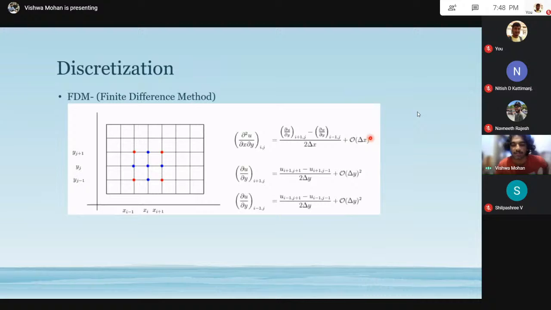The accuracy increases. So I told you about refining the mesh. Now I'll try to bring it into the picture. Suppose if del x is very small, it means that this term will be small. So the accuracy of the solution will increase. So that's why we need finer meshes.